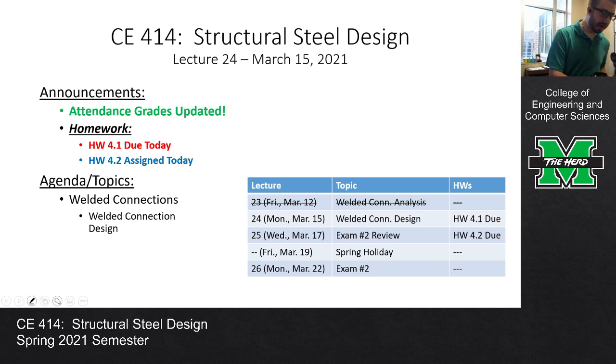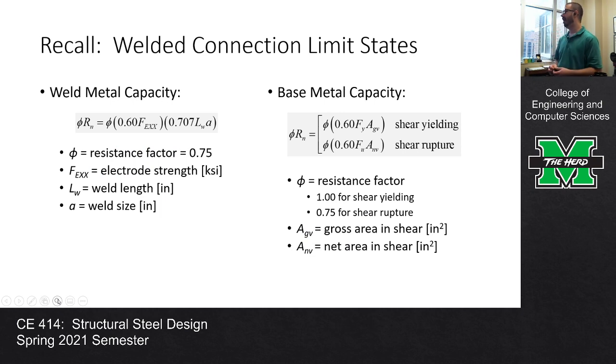Okay, let's talk about welds. Let's talk about welded connection design. Let's go ahead and get right into it. First off, I want to make sure that we recall the math. Hopefully, especially now that you've done the homework assignment, you should see that the math is pretty simple. For instance, for the weld metal capacity, all you need is the electrode strength, the length of the weld and the size of the weld, and boom, you can compute that. It's very plug and chug.